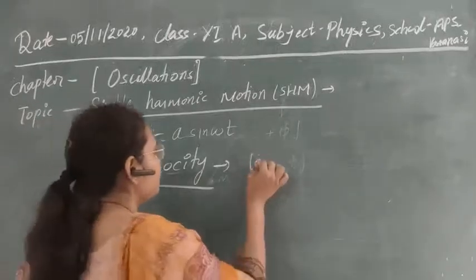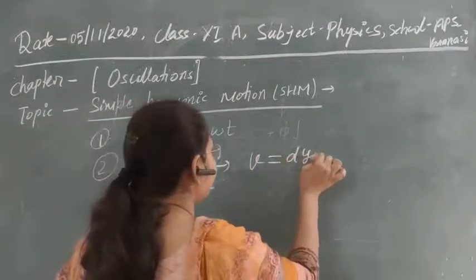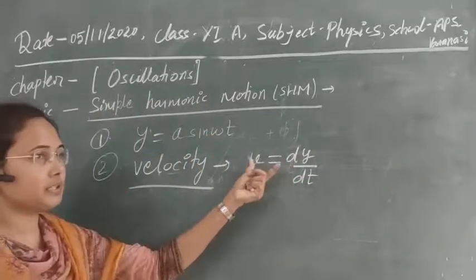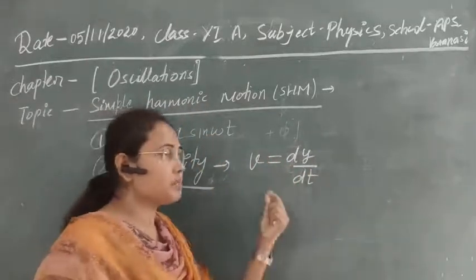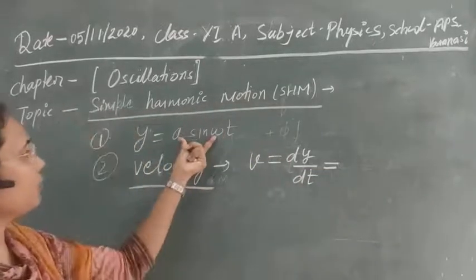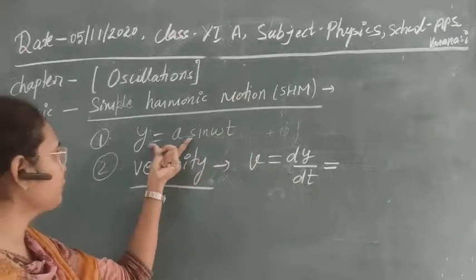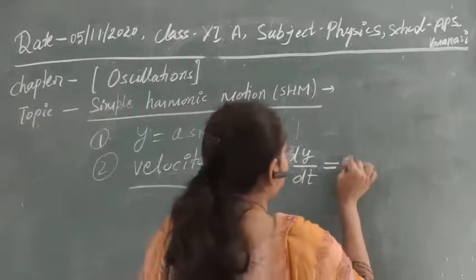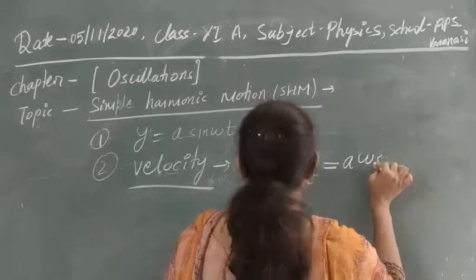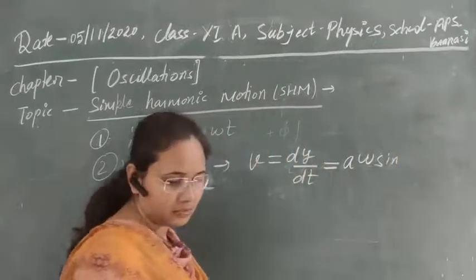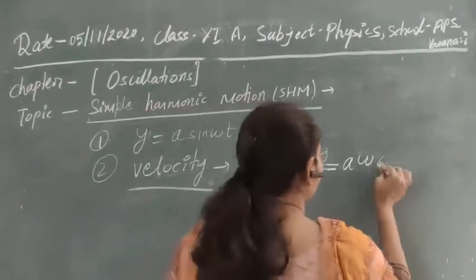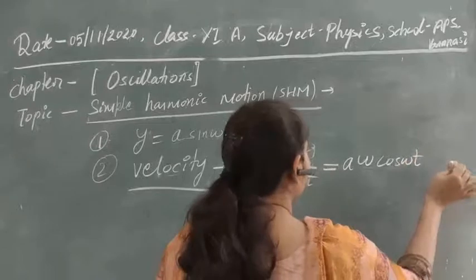Obviously you know that velocity is given by the rate of change of displacement. It means the rate at which displacement is changing is the velocity of the particle, and you can calculate it easily with the help of this formula. So from here we obtain a omega cos omega t. Clear?